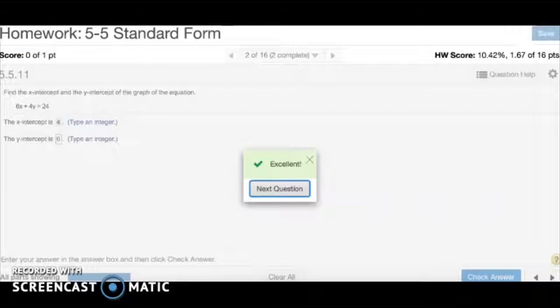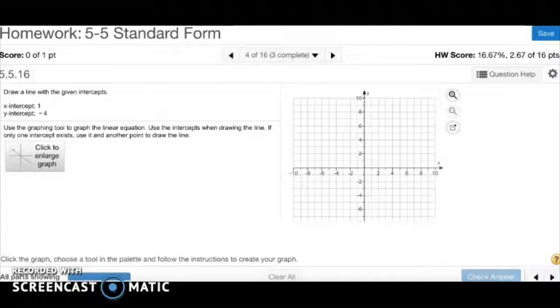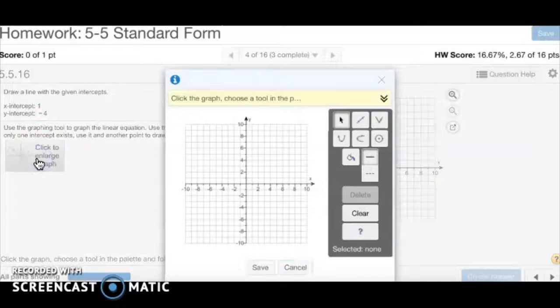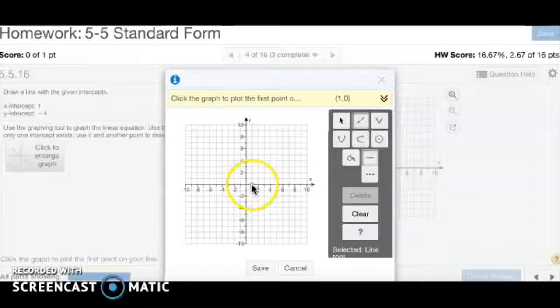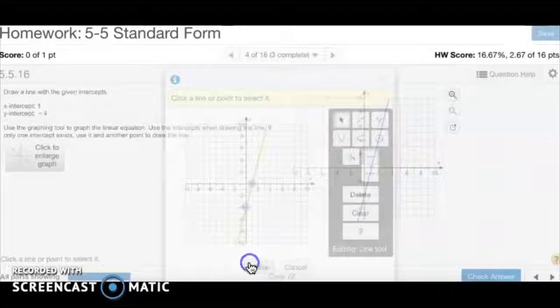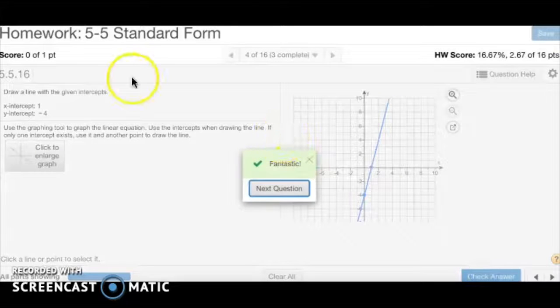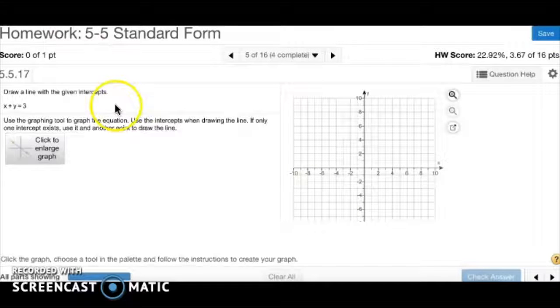And that's number 2. Going to number 4, draw a line with the given intercepts. So click to enlarge the graph, click the line, x-intercept is 1, so on the x-axis we plot at 1, y-intercept is -4, so on the y-axis we go down to -4, click it, press save, and that's the answer for number 4.